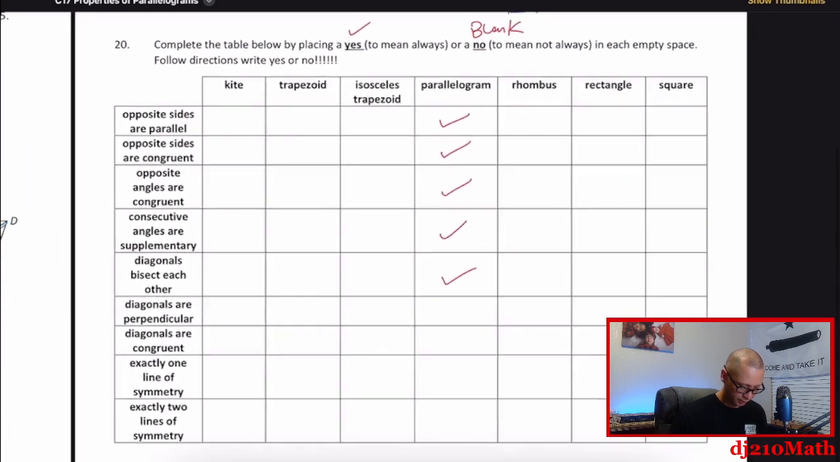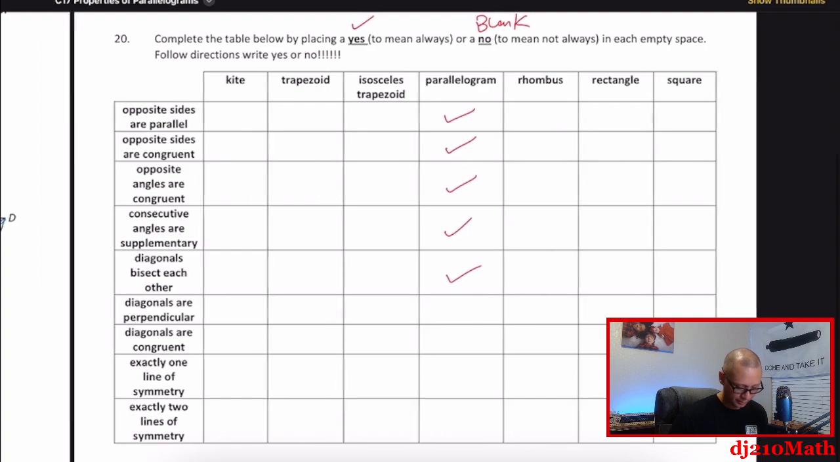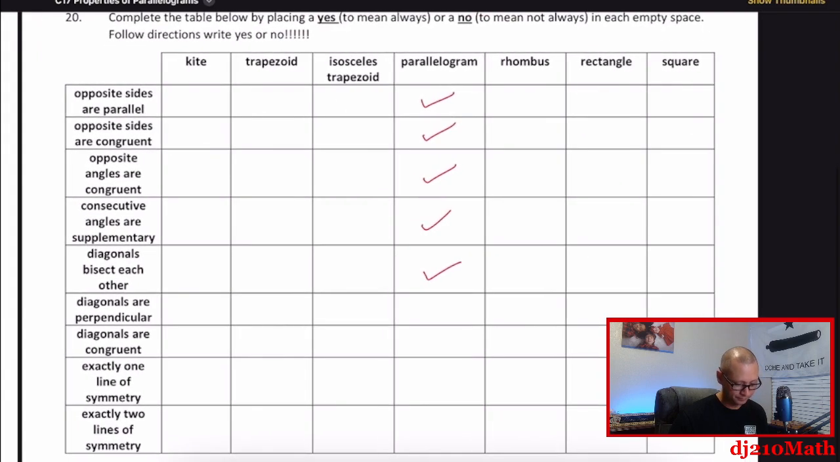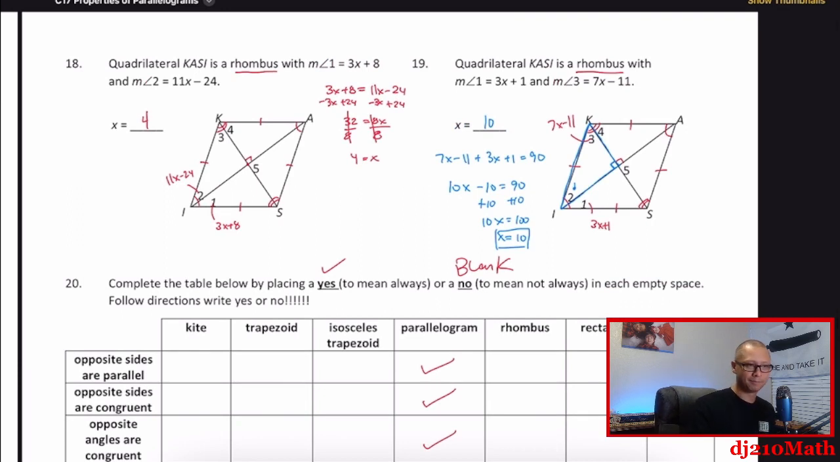There is a nice little chart here that I started filling out. You can feel free to test your skills on this. But for the most part, that's it. All right. Good luck.